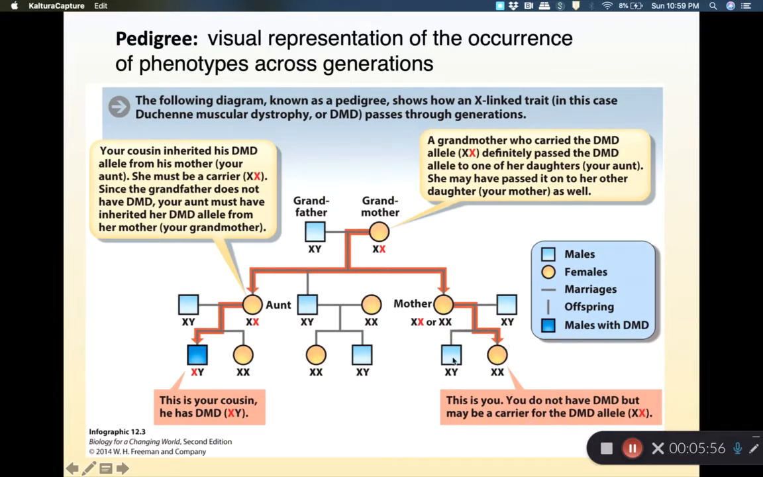But in this case, because we don't have an individual that has the disease representation, we don't know for certain if this is an individual who has an XX or an X with that inherited DMD mutation.